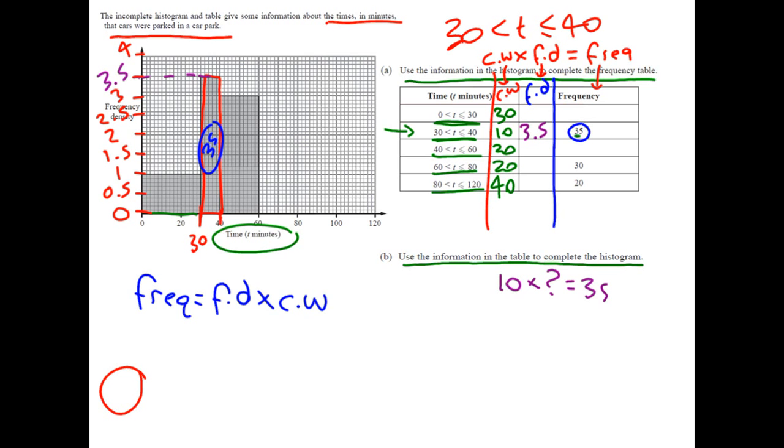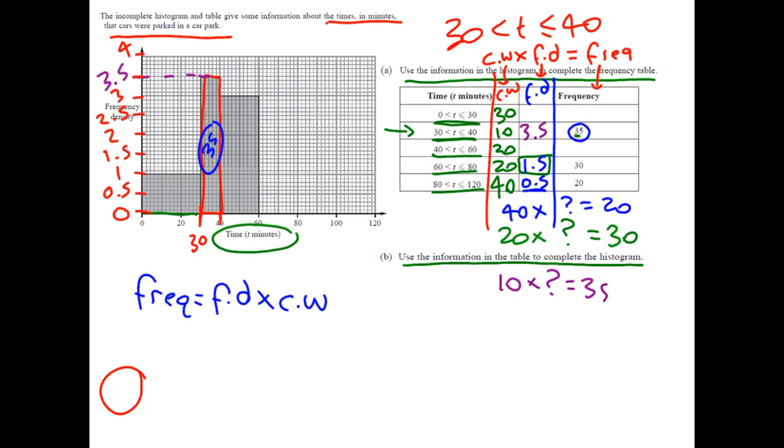So the next one we're going to figure out is this value, which is 20 times something gives you 30. Well, 30 is 1.5 times 20, so that's 1.5. Okay, and the last one, 40 times something, for here, gives you 20. Well, that's half of it, isn't it? 0.5.